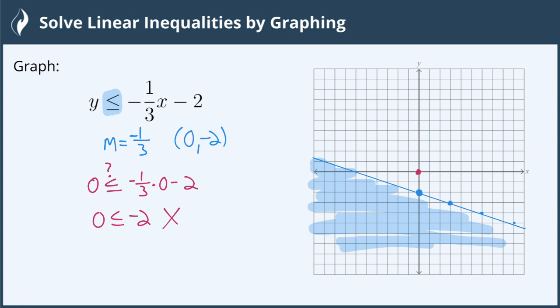And this is the solution to our inequality, because all points on the line and in the shaded area represent possible solutions to the inequality. And there we go.